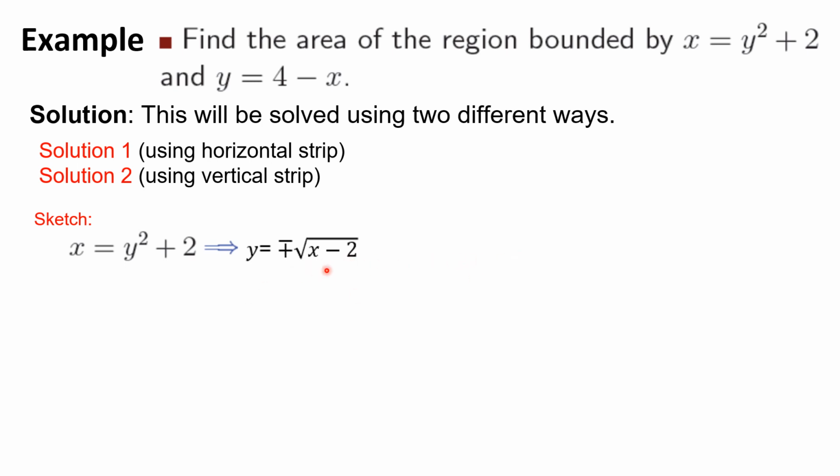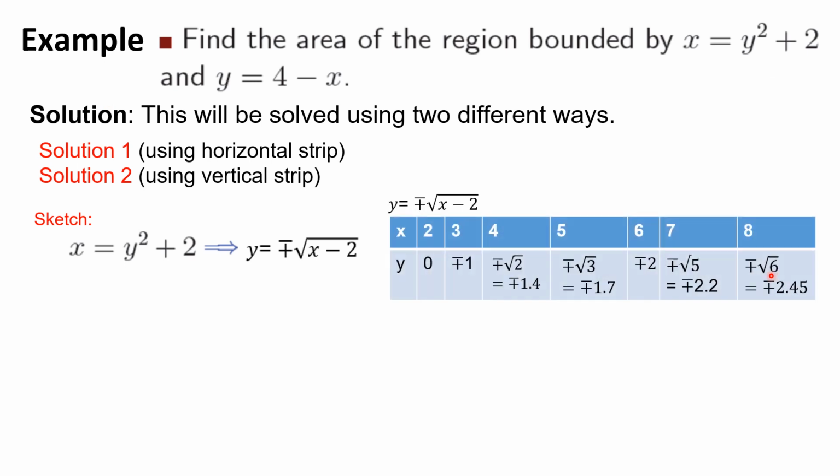Computing for the values, notice here that x should be greater than or equal to 2. Otherwise, it will be a complex value, and we cannot solve that here. So when x is equal to 2, because we start with 2, you will have y equal to 0. When x is equal to 3, you have the square root of 3 minus 2, which will give you plus or minus 1. When x is equal to 4, you will have this value. And you can actually verify all of these values later.